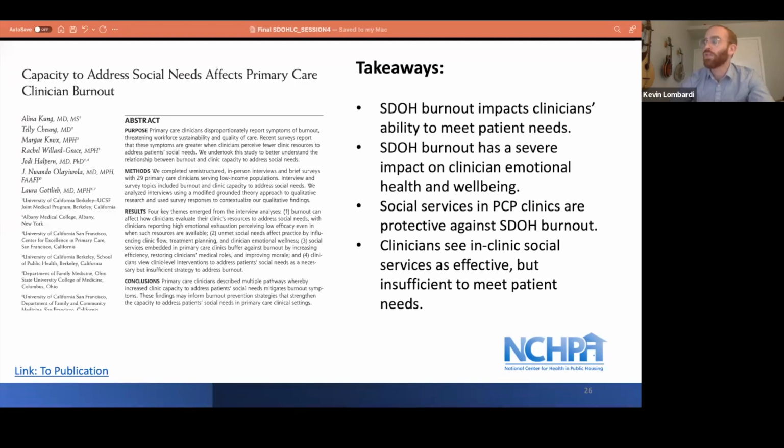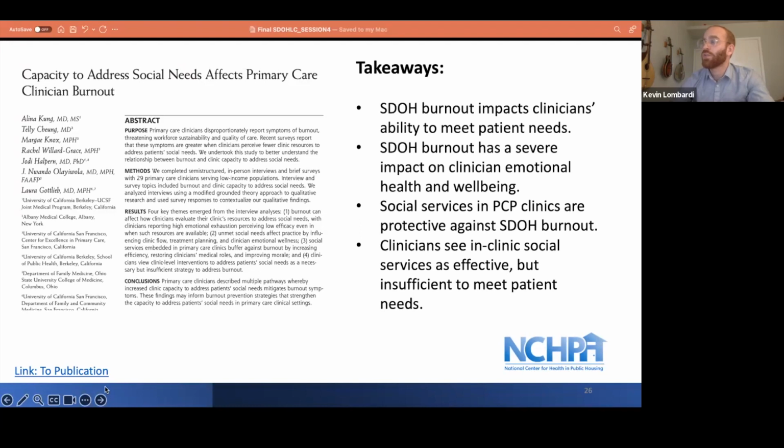Social services in PCP clinics are protective against SDOH burnout. That's a very important point to emphasize here. By putting those SDH resources in the clinic, and by making staff aware that that is being done, and the awareness is a very important part of that, you protect your staff's psychological well-being, and protecting your staff's psychological well-being can result in healthier patients, and it can result in less turnover.